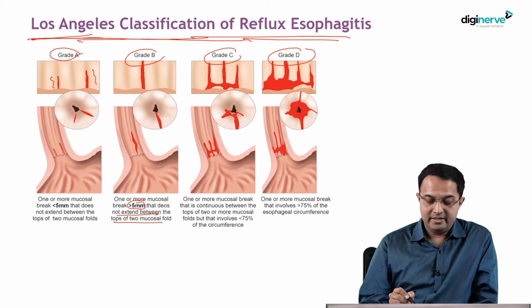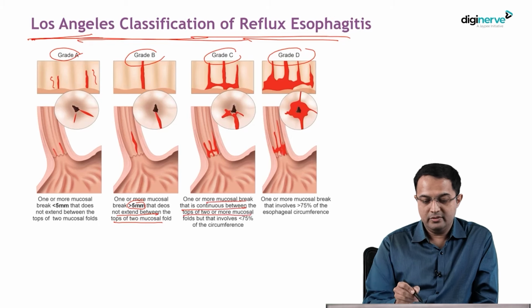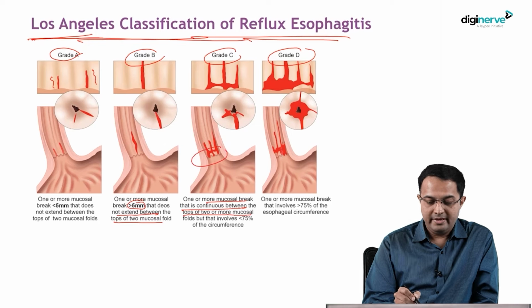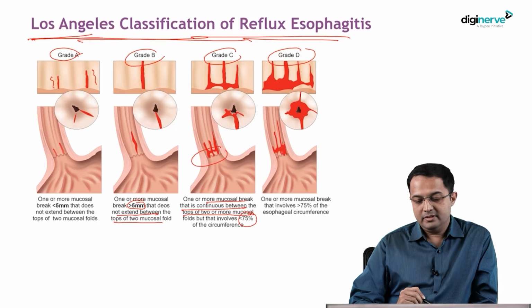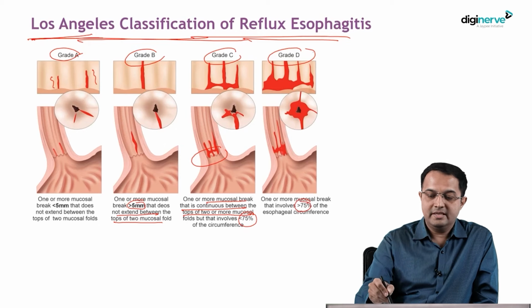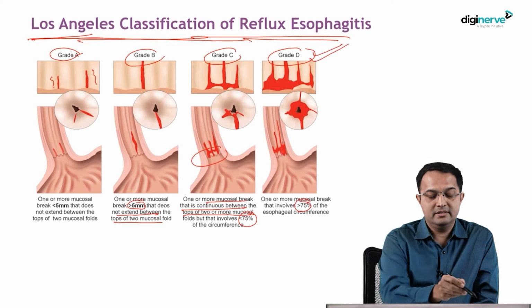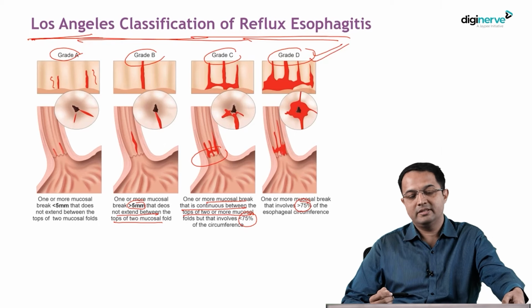But in grade C, here the difference is the mucosal break is continuous between the tops of two mucosal folds. You can see here, the mucosal break is continuous between the tops of two mucosal folds, but it involves less than 75% of the circumference. But if it is more than 75% of the circumference, then it is grade D. So this is the Los Angeles classification of reflux esophagitis. They may ask you as an MCQ.